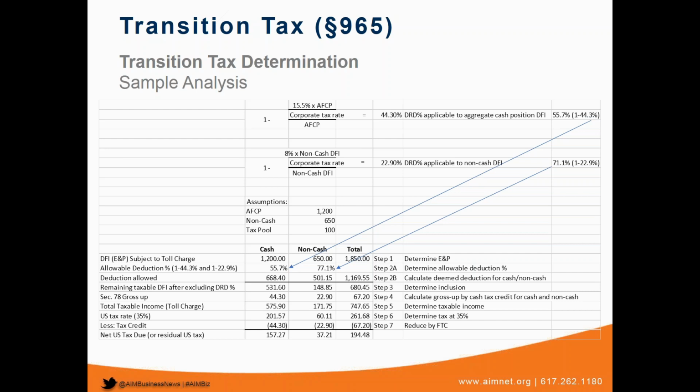Let's look at the cash column here. The allowable deduction is 668.4, and deducting this amount from 1,200, the taxable DFI or E&P is 531.6. The next step is to add the so-called Section 78 gross-up amount. Note that the transition tax allows a tax credit for the foreign taxes paid on the E&P, but only to the extent of the taxable E&P. In other words, the foreign tax credit is allowed, but only in proportion to the E&P that is being taxed. Thus, in our example, the allowable foreign tax credit is 44.3, which is 44.3% of the total tax pool of 100, as shown in the other slide that I just mentioned.